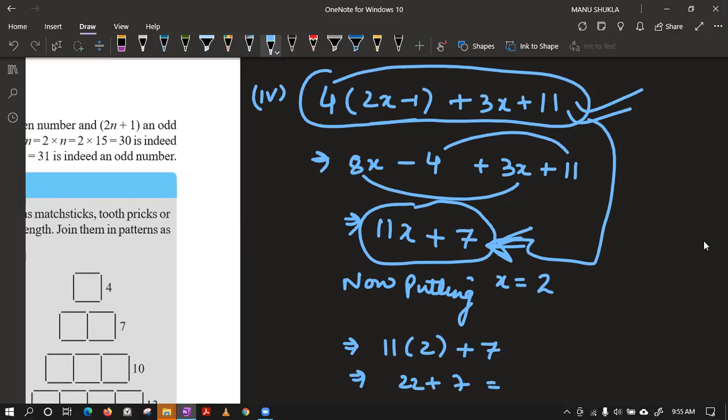22 plus 7 is 29. So first you have to simplify the expression given to you, and then you have to put the value x equal to 2 and find the answer. I hope it is clear to everyone.